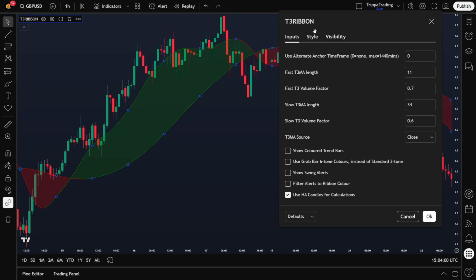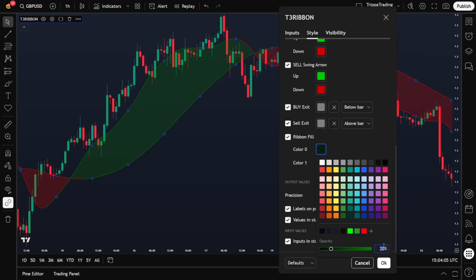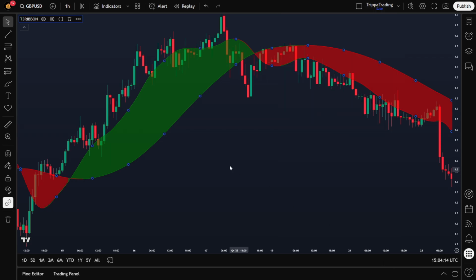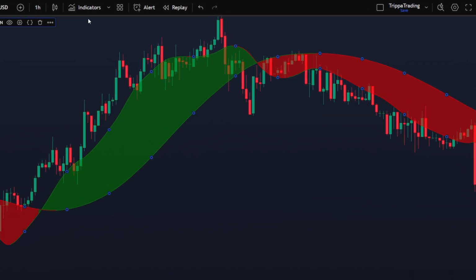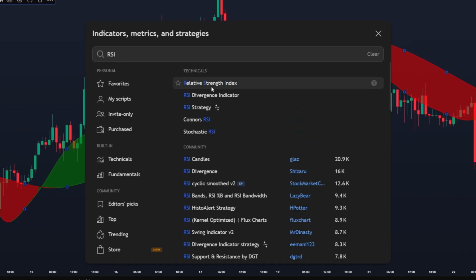Then go to the Style tab, scroll down to the ribbon section, and increase the opacity so the colored band between the two lines is clearly visible on your chart. Next, we add the second part of the setup, RSI. Open Indicators again, type RSI, and add the standard relative strength index.